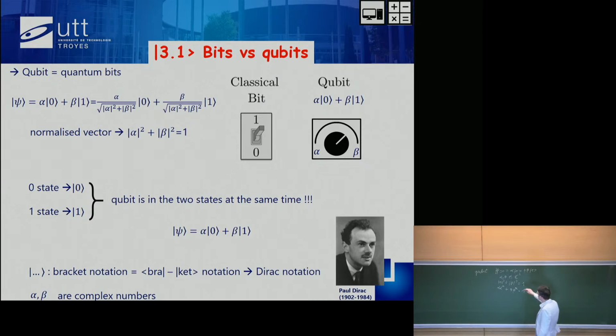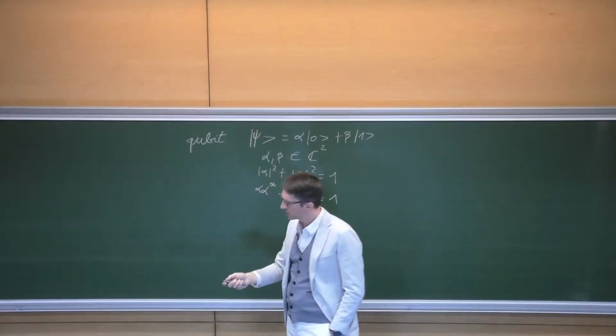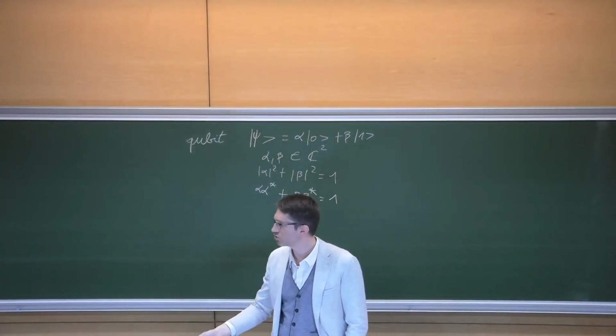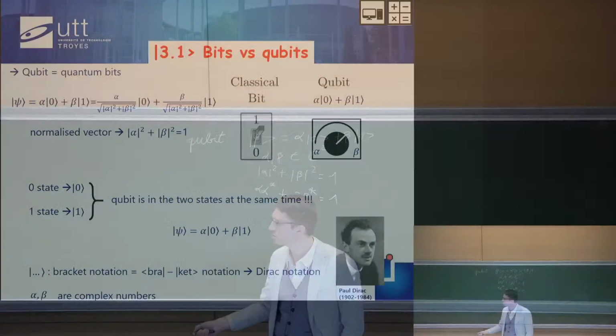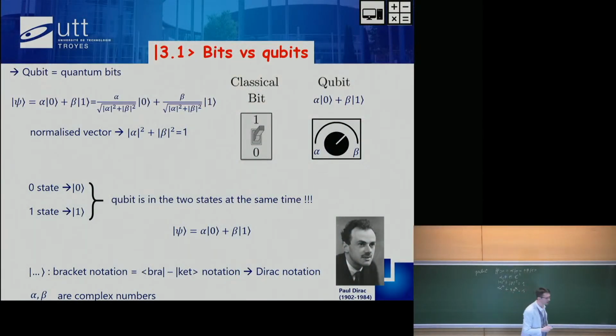So this notation, we already talked about it. This is the so-called bra-ket notation, or also the Dirac notation, because this gentleman, Paul Dirac, a physicist, introduced that. And we will see later on how this relates to the physics. So today it will be mostly used as a mathematical notation, but there is some physics behind it, and we will see that at a later stage.